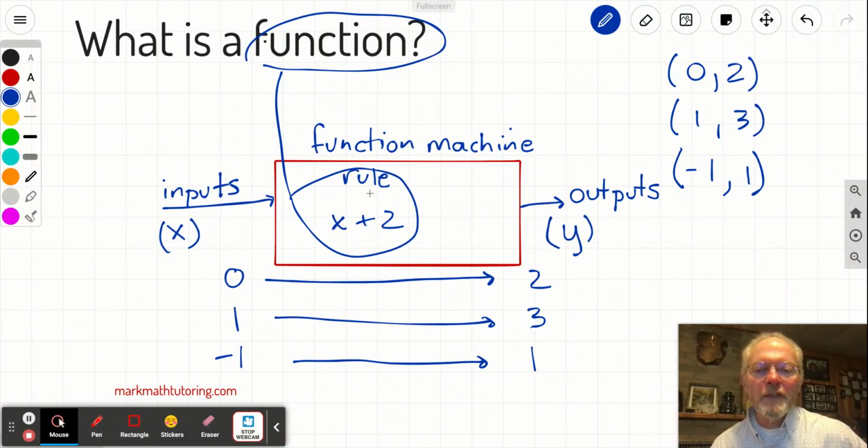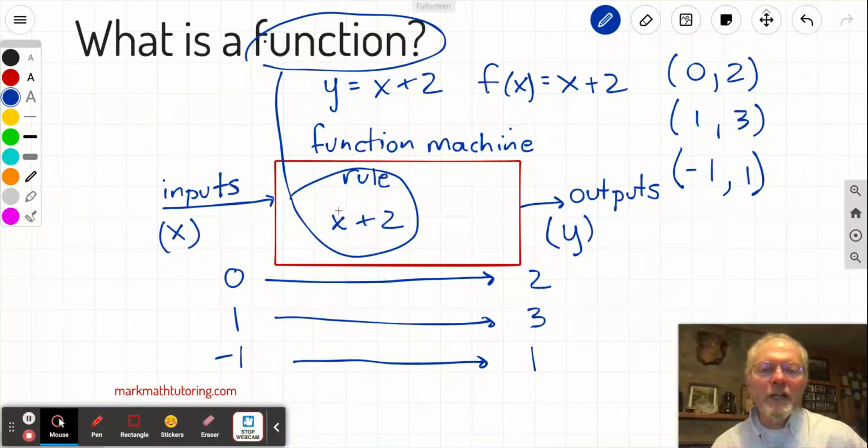Sometimes you see these rules written in a particular way. You could write it y is equal to x plus 2. So this is one way to write a function. Or sometimes the function has a name, we'll call it f, with x's as input. So sometimes you see it looking like this: f of x is equal to x plus 2.